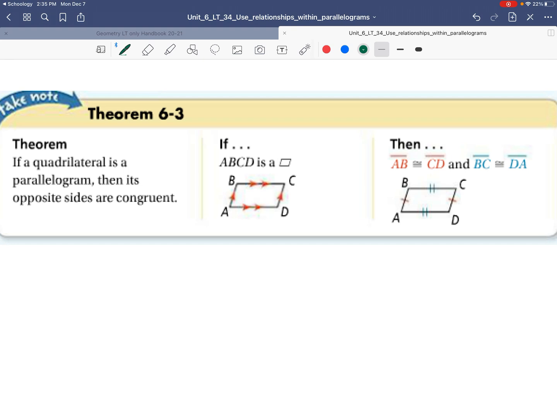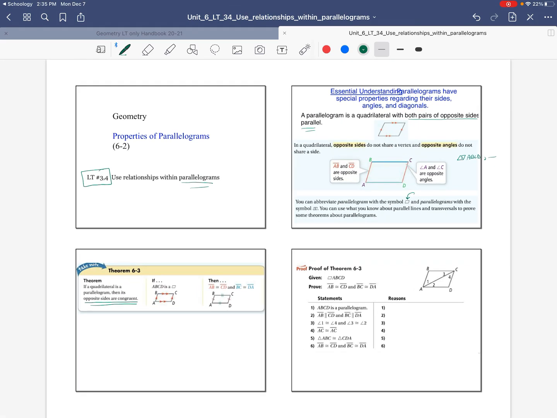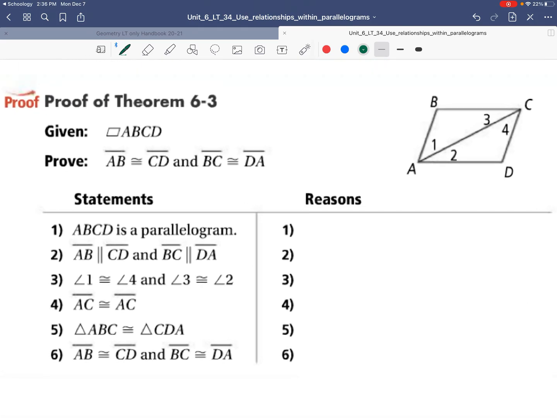Our first theorem is if a quadrilateral is a parallelogram, then opposite sides are congruent. So if we have a parallelogram, then we can say that the opposite sides are congruent. Now, a parallelogram itself has opposite sides parallel, but if it's a parallelogram, then we can also say opposite sides congruent. Let's prove that theorem.